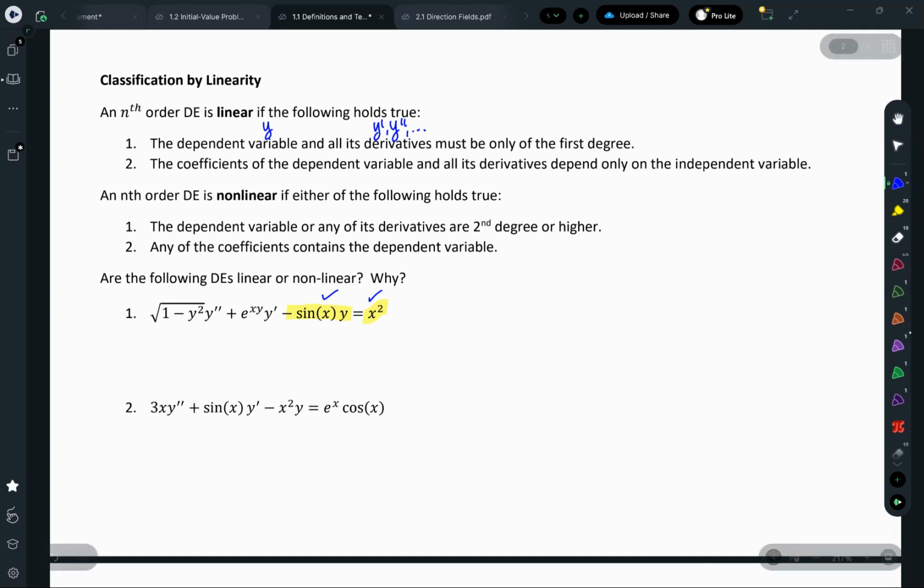The problems are right here and right here. So in front of y double prime and in front of y prime, I have functions that have y's in them. y is the dependent variable. Right up above, in number 2 for nonlinear, it says if any of the coefficients contains the dependent variable, then we know our differential equation is nonlinear. So this right here, the square root of 1 minus y squared, is a coefficient with the dependent variable.